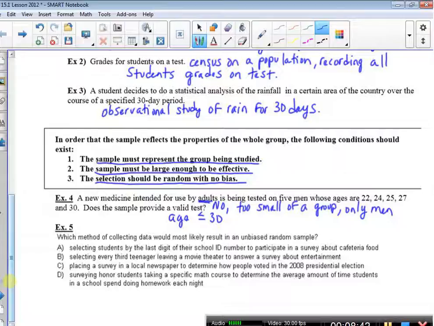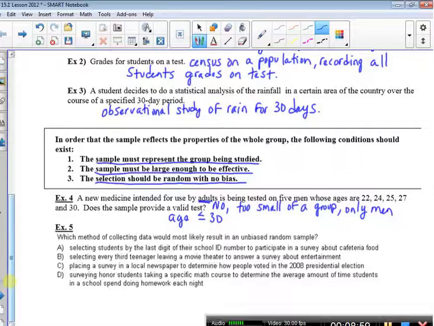B, selecting every third teenager leaving a movie theater to answer a survey about entertainment. That would be a bias because they're at the movie theaters, so you should be maybe going to a different location than a movie theater if you're talking about entertainment.